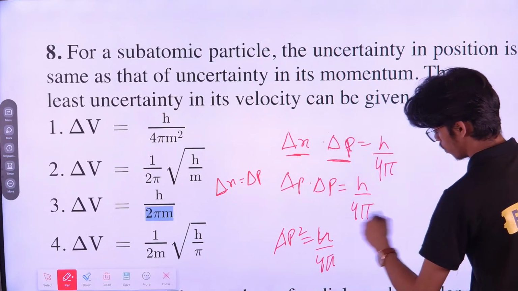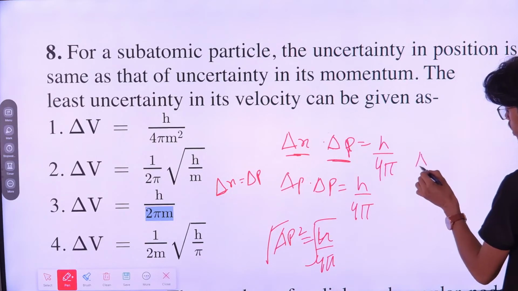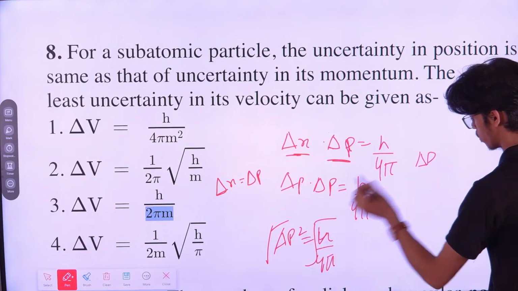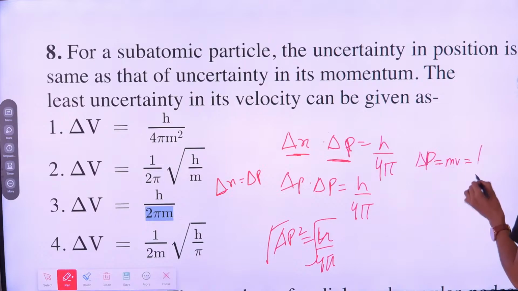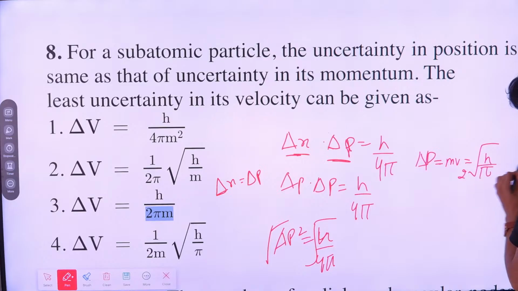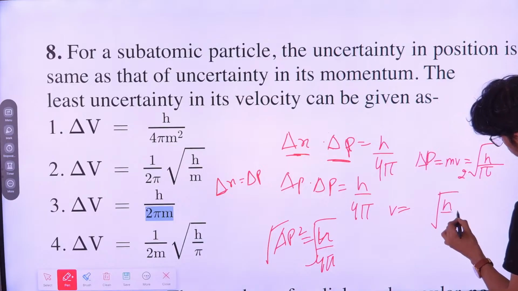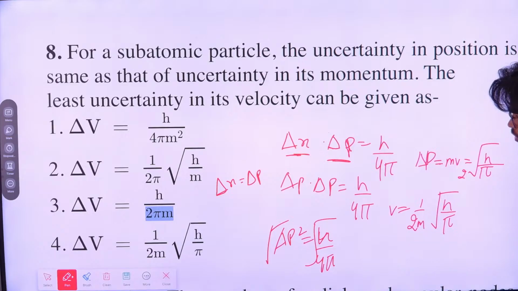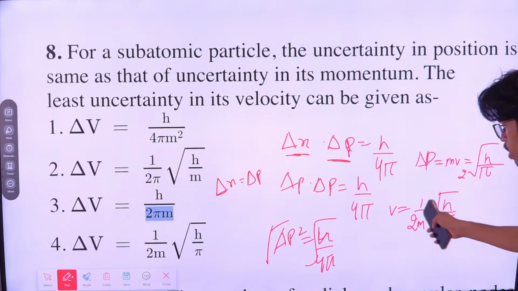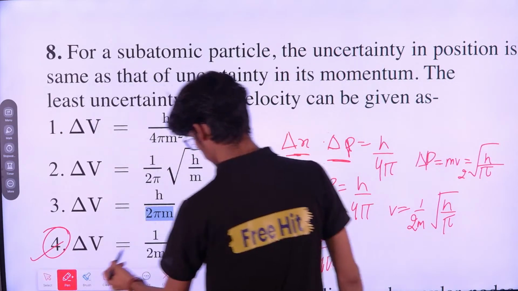Now take the square root on this side and this side also. So delta p is equal to mv delta v, which is equal to root of h by 4 pi. The 2 will be outside and pi will be inside. Now I am going to take m on that side. So delta v is equal to 1 by 2m root of h by pi. I think this should be the answer. Option number 4 is the right answer.